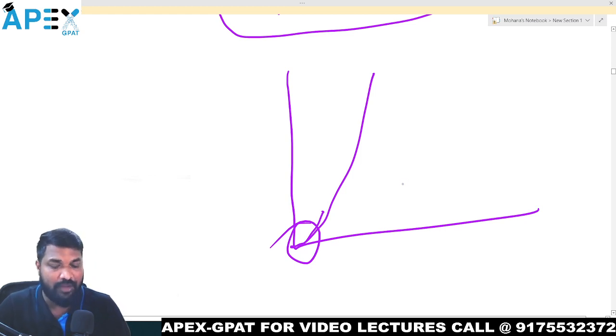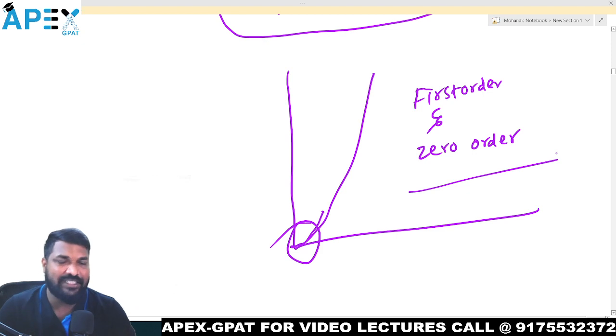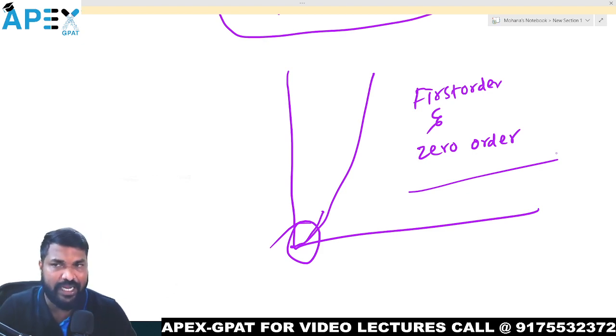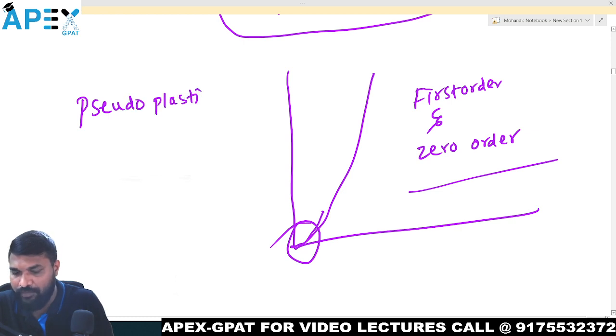But in this rheogram, we can observe two types of segments. One is the first order segment. The other one is the zero order segment. One is concentration dependent, and after some time it is not concentration dependent. Both types of segments we can see here. Okay. And what type of material will show pseudoplastic flow?